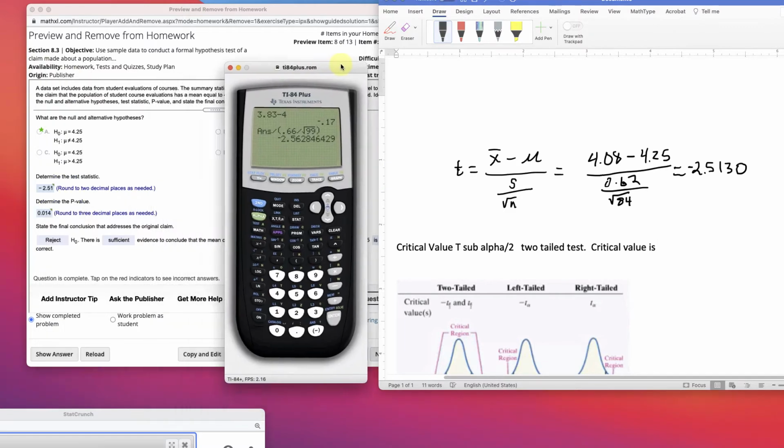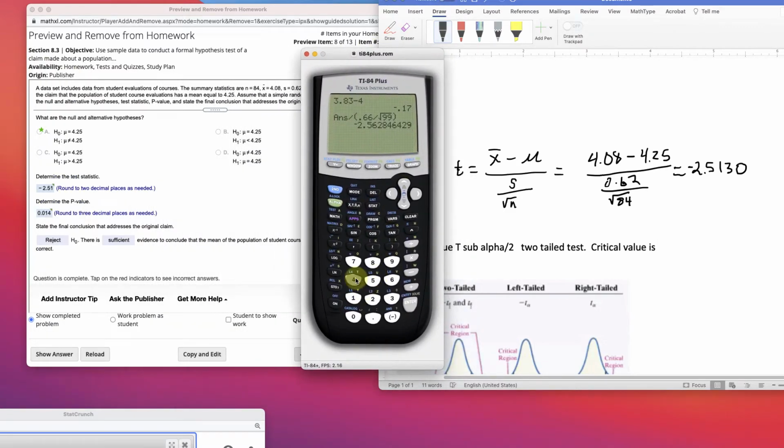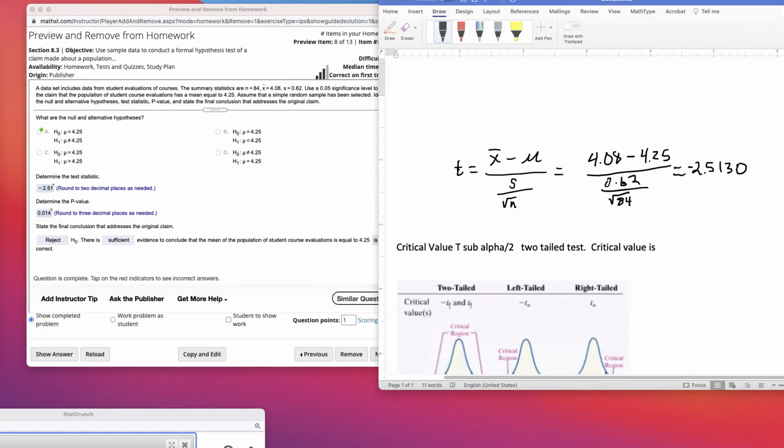Let's just put it in here, the calculator, so you can see how it works. I would just do the numerator first. So 4.08 minus 4.25, and then I hit enter, and then I'm going to divide it by a parenthesis of 0.62 divided by the square root of 84. And then I'm going to go out, so it looks like that. Negative 2.5130, there it is. So that's how we do it with the formula.